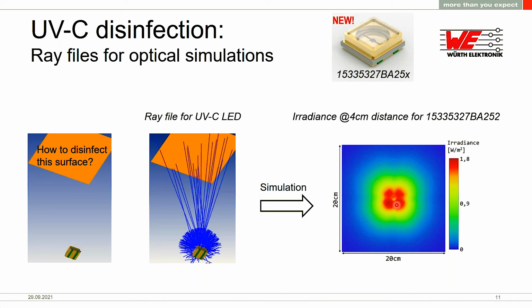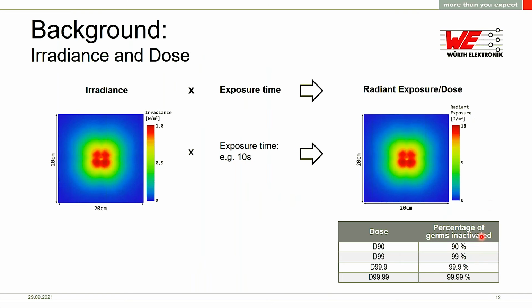And what you see here is, for our LEDs, it looks something like this. So what you have is the irradiance, which is measured in watts per square meter. And you see it depends on where on the surface you are. So in the middle, you get a little bit more irradiation than at the edges. So how do we get from here to an actually usable value, or to a point where we can say how much disinfection we have? This is what I want to show you here.